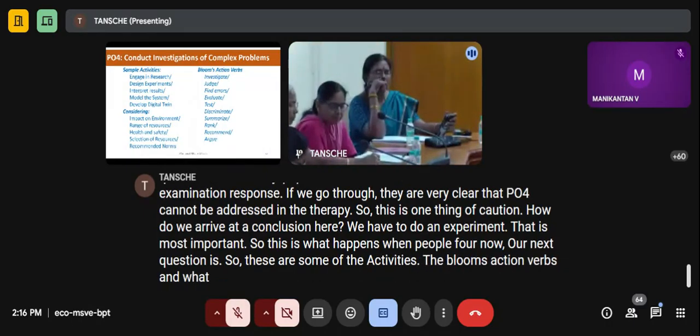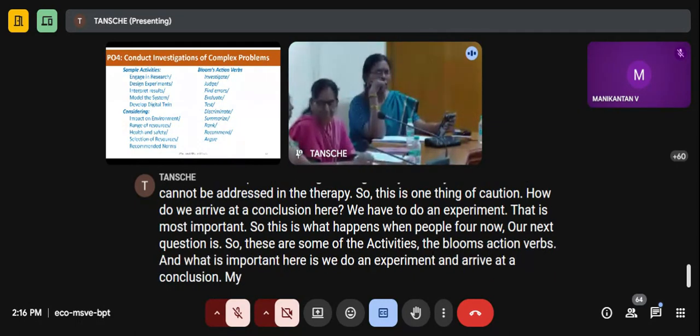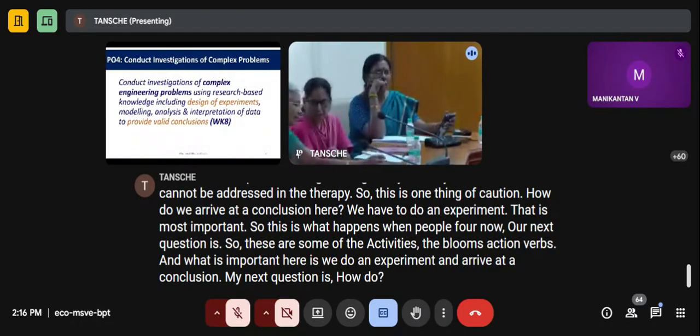What is important here is that we do an experiment and arrive at a conclusion. My next question is, how do we... I will tell you what happens in my lab exam.